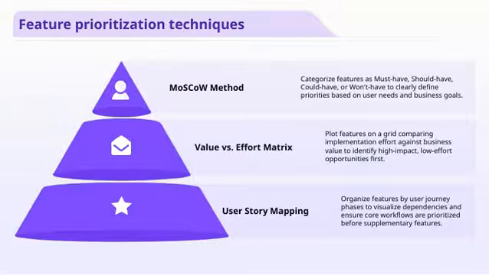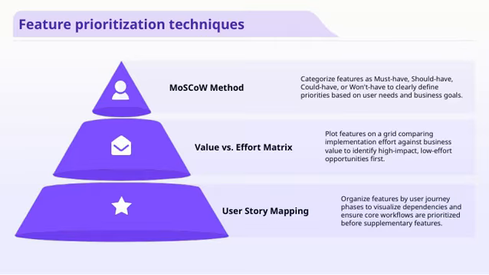Let's dive into some effective feature prioritization techniques. First, we have the MoSCoW method. This approach helps us categorize features into 4 groups: must have, should have, could have, and won't have. By doing so, we can clearly define what's essential based on user needs and our business goals, ensuring we focus on the most impactful features.